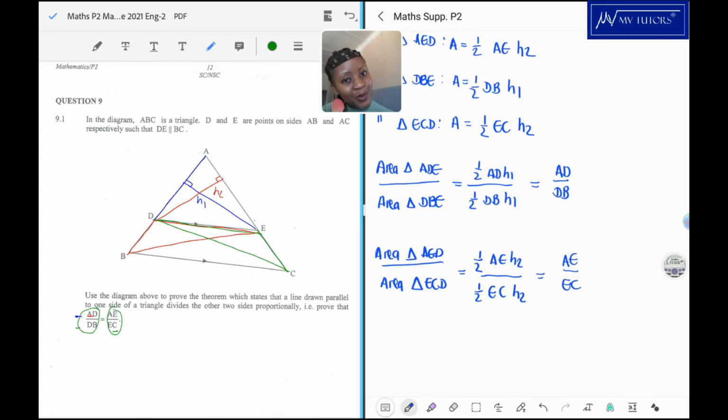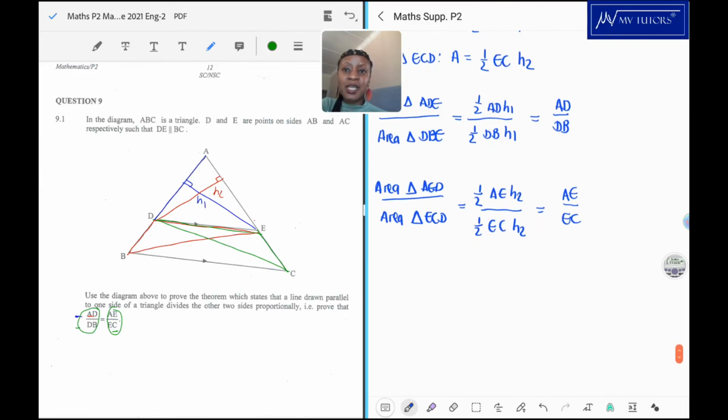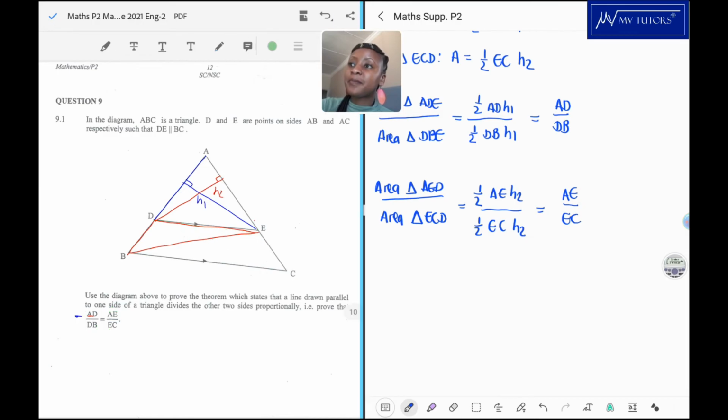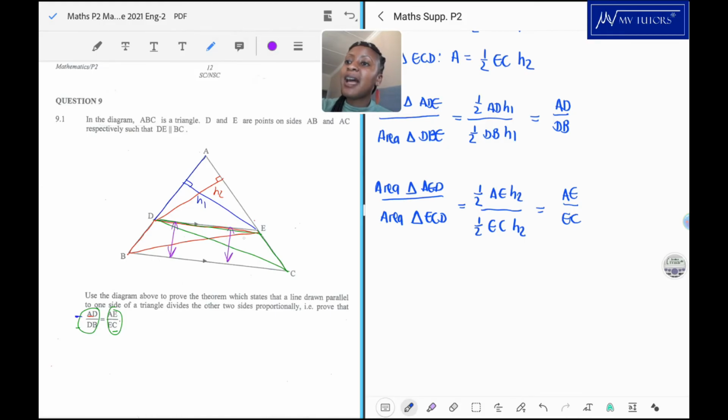But how do we prove, actually, that these two ratios, AD over DB, is actually equal to AE over EC? Here's one thing. Remember that if you have two parallel lines, the height there is actually the same. We know that DE is parallel to BC, right? So the lines have an equal height. That's both H and that's both H.